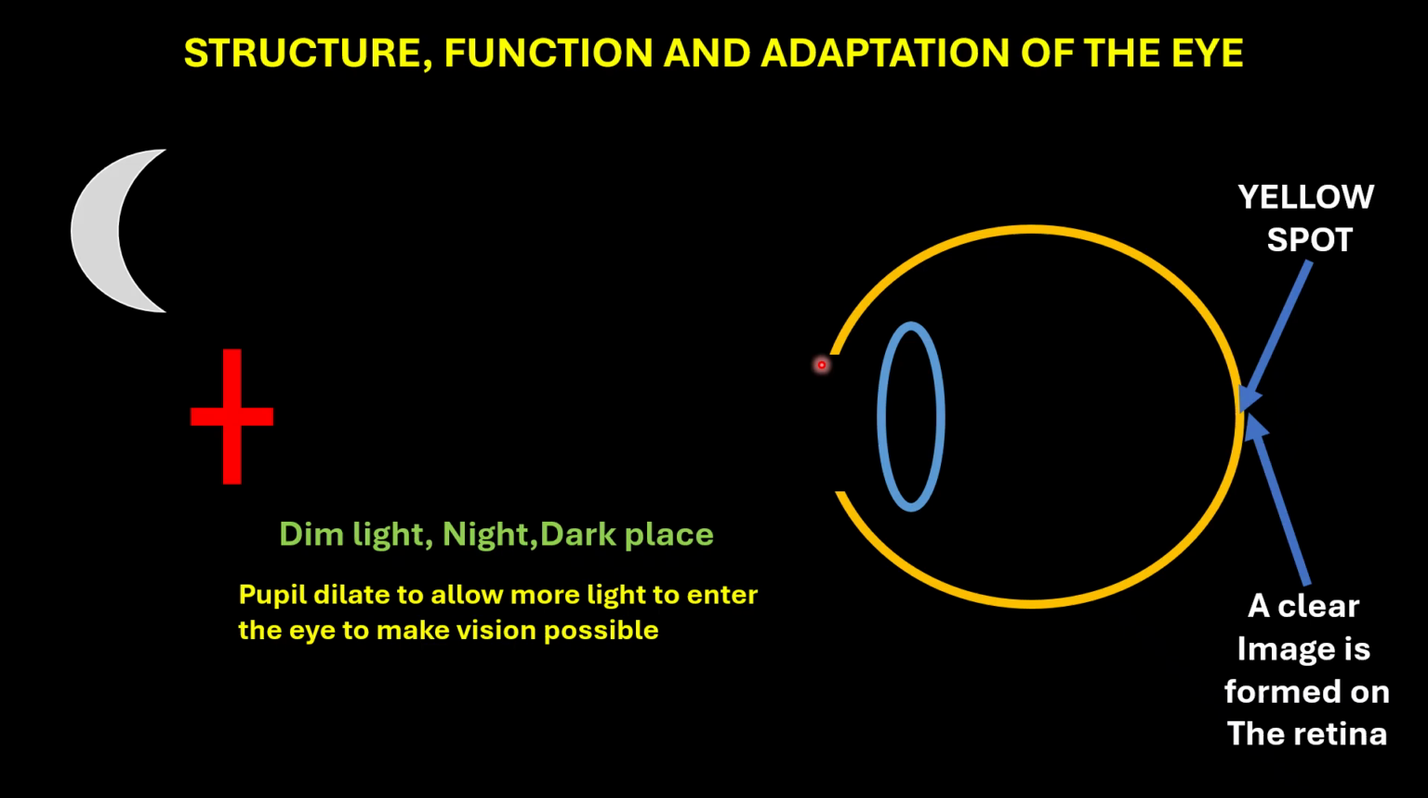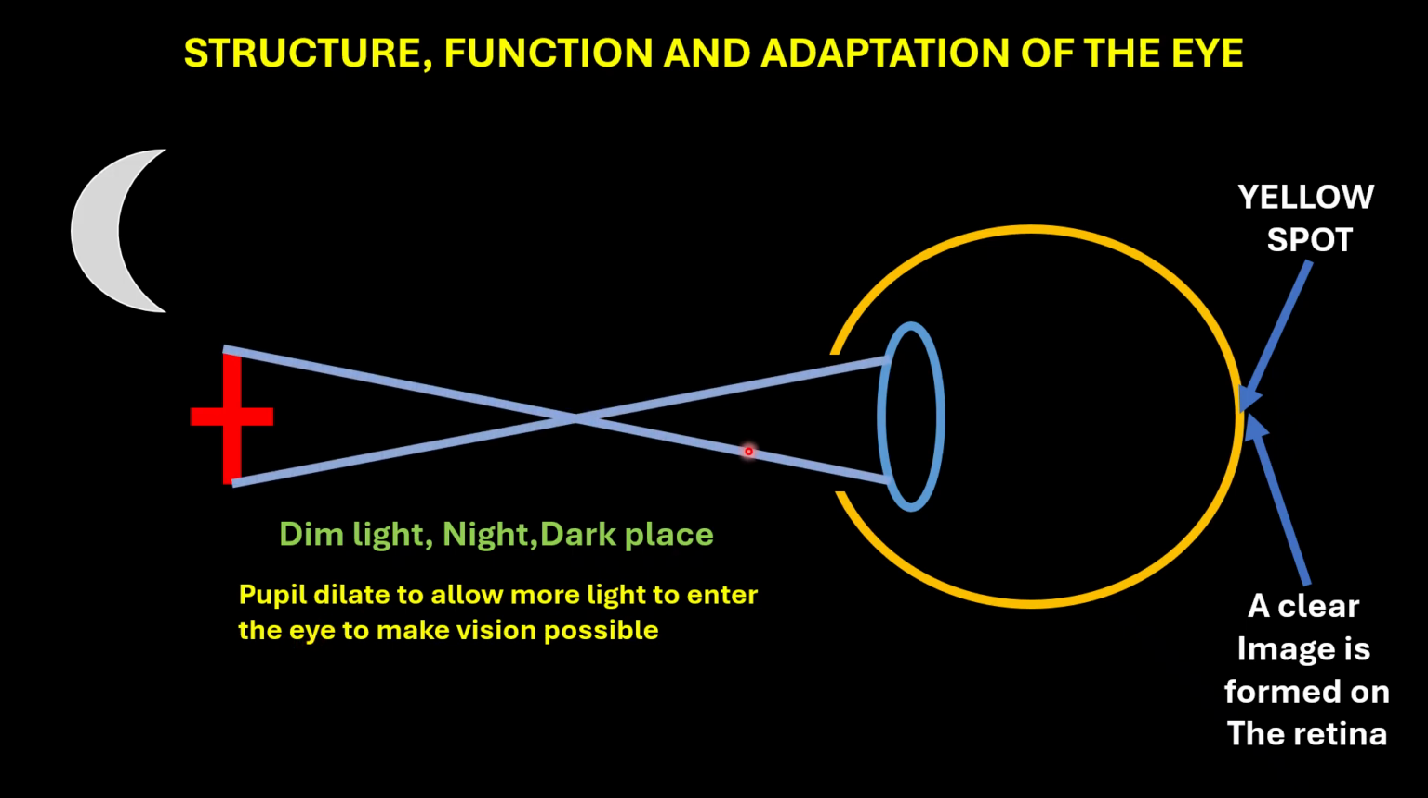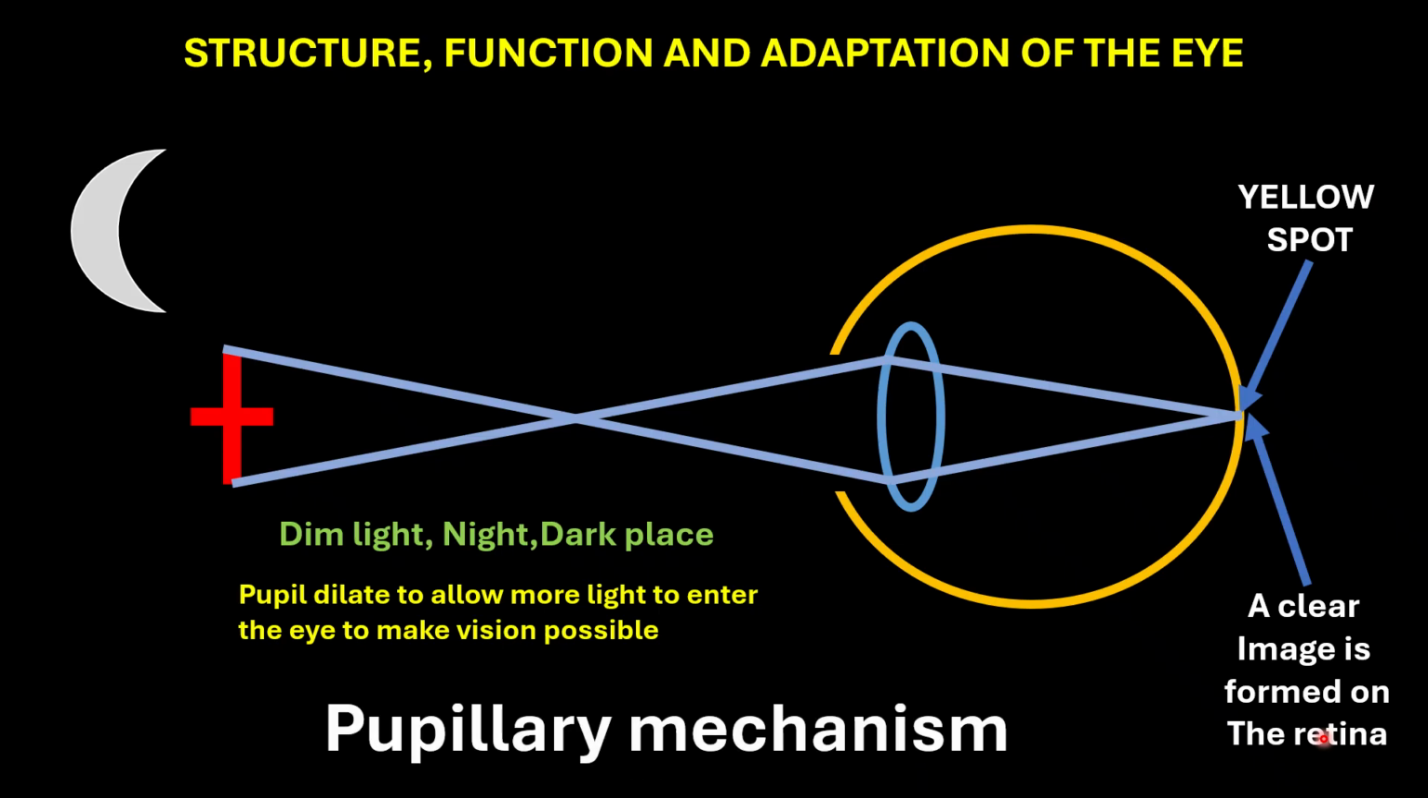So, when we were in a bright place, the pupils constrict. The opposite of dilate is constrict. But when you're in a dark place, the pupils dilate, and it dilates to allow more light to enter the eye, so that a clear image is formed. So this mechanism we just saw, whereby the pupil was changing size when you are in a dim place or in a bright light, is what is called the pupillary mechanism.